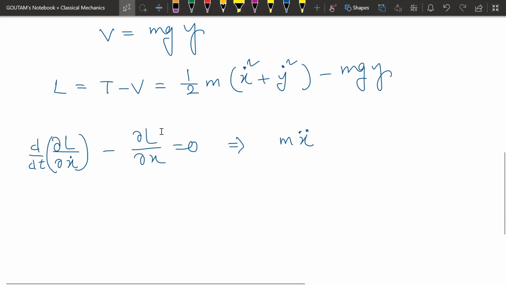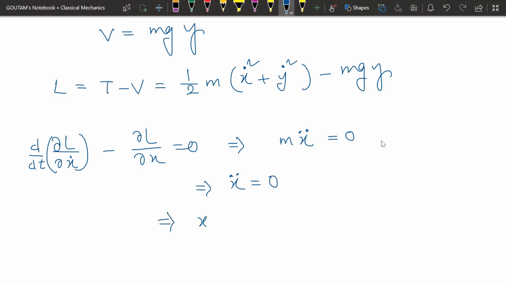In the Lagrangian, there is no explicit x dependence. So in that case, del L del x will be zero. That means m x double dot will be zero. It implies x double dot will be zero, because m is a constant and cannot be zero. In that case, x dot is a constant at any time t.